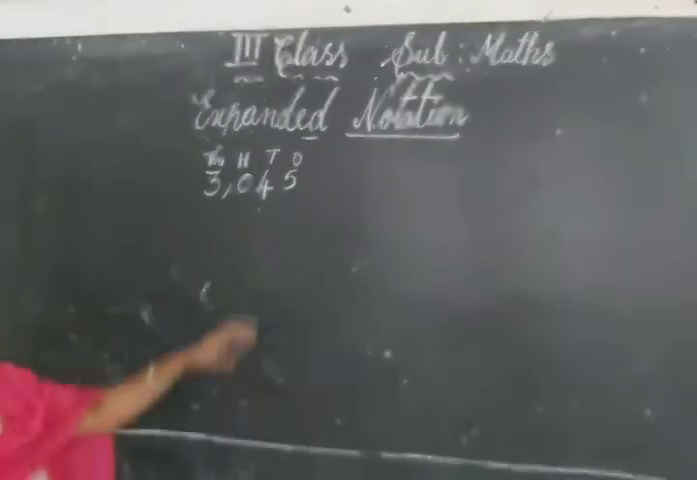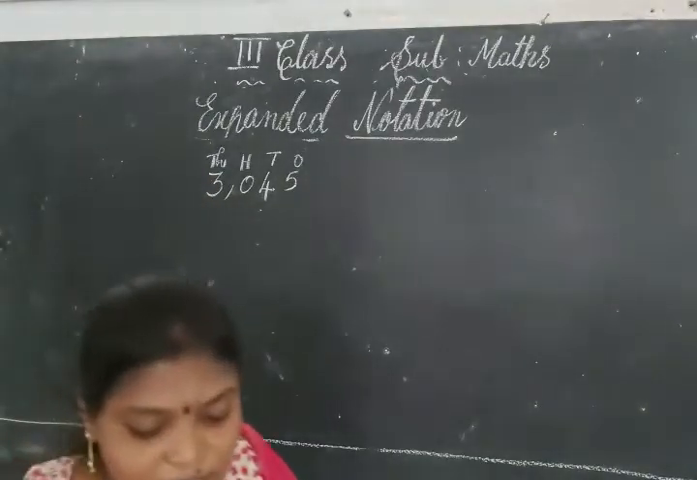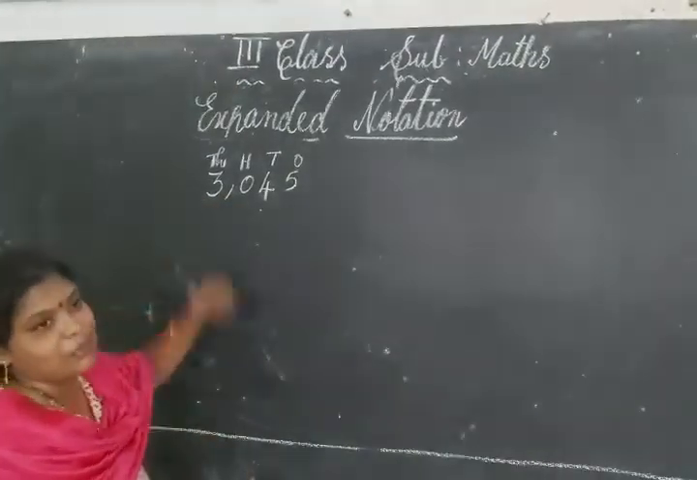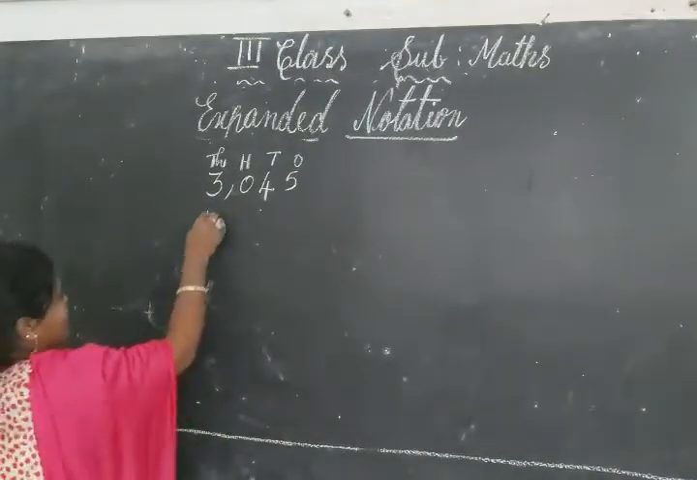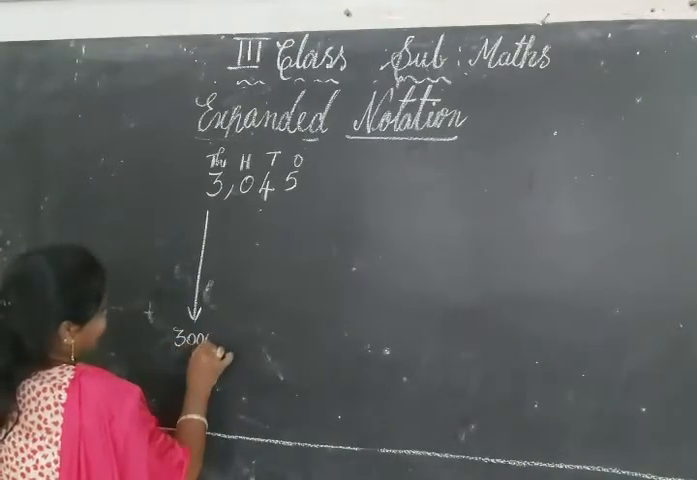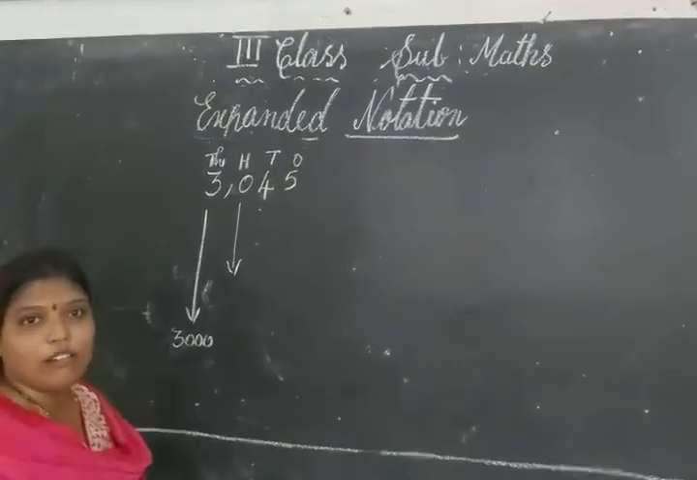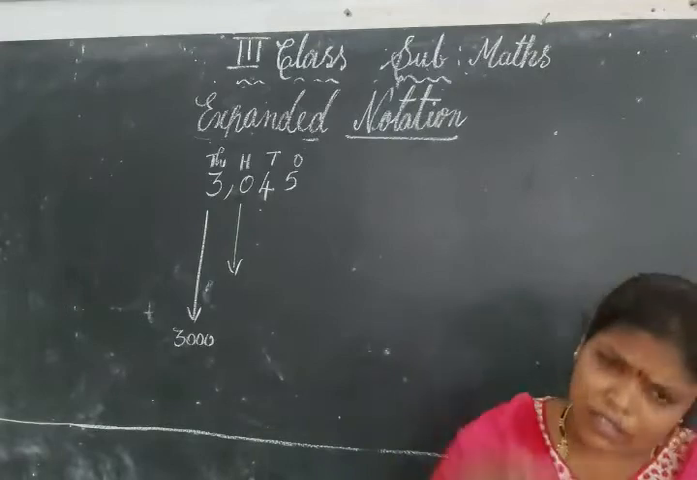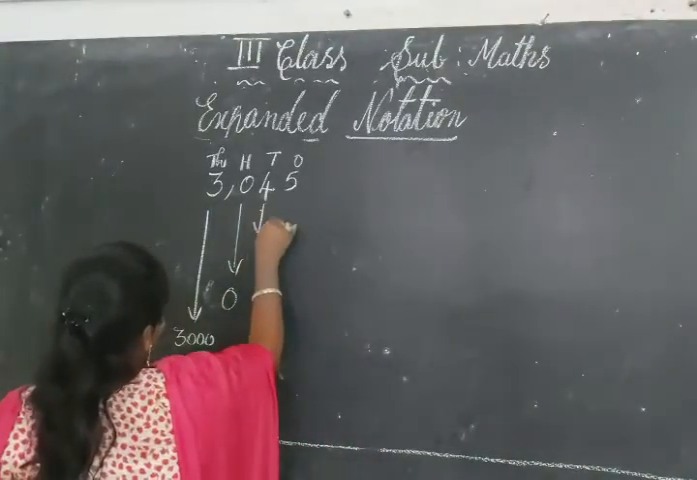See children, there is 0 in the hundreds place. In the sense, there are no hundreds. The digit in the hundreds place is 0. That means no hundreds. Then see, what is the place value of 3 here? 3000. And what is the place value of 0, children? What is the place value of 0? The place value of 0 is 0.